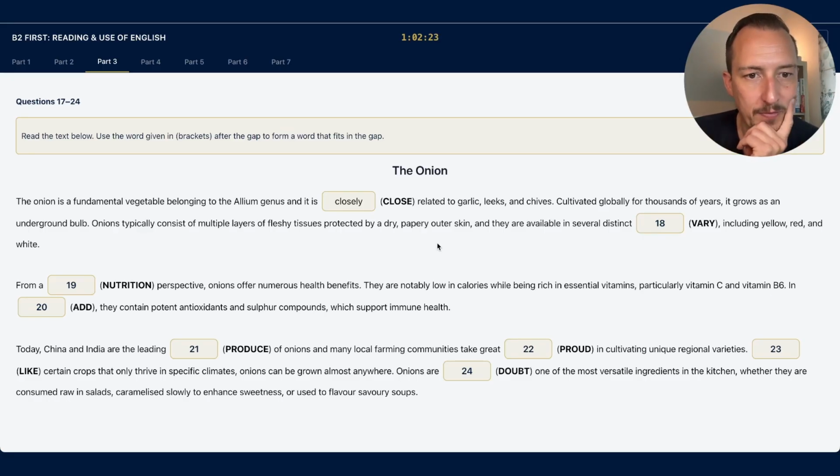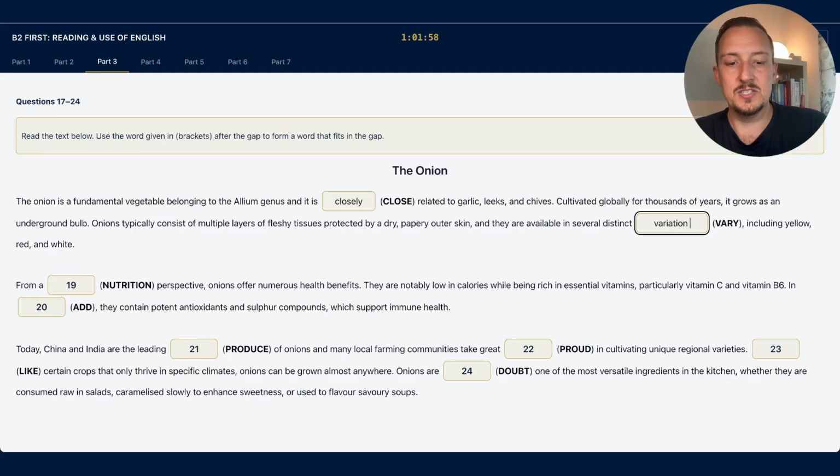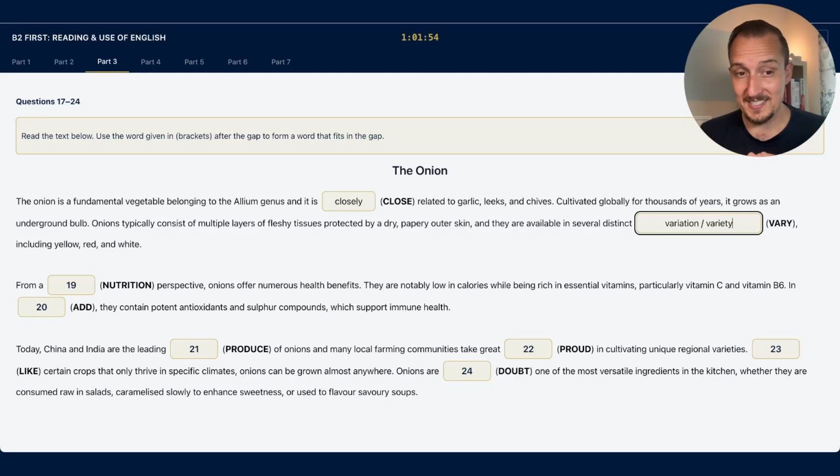Cultivated globally for thousands of years. It shows an underground bulb. Onions typically consist of multiple layers of tissue. They break outer skin, and they are available in several distinct, including yellow, red, and white. Okay. Now, vary is a good option. Vary is quite common because there's a couple of ways you can transform this. So you might be thinking variation, or you might be thinking variety. One of these is correct. Well, almost correct.